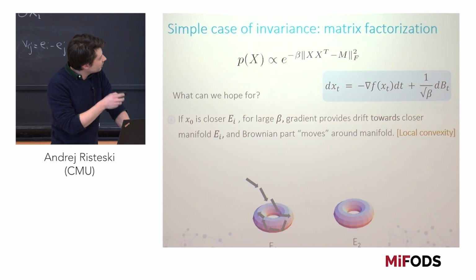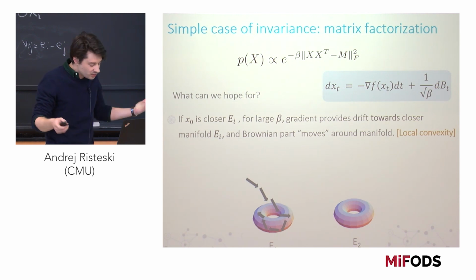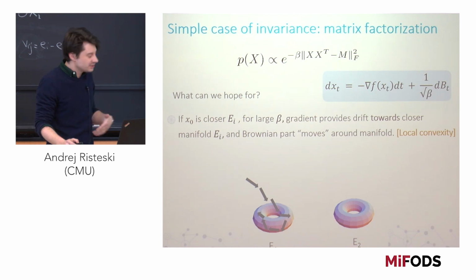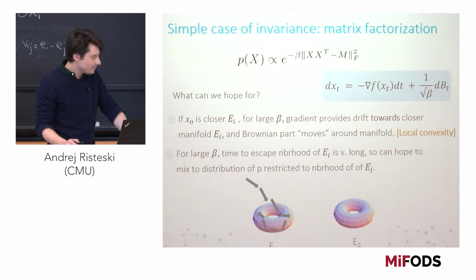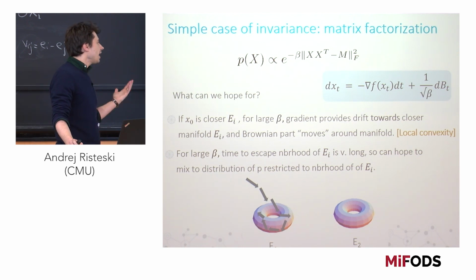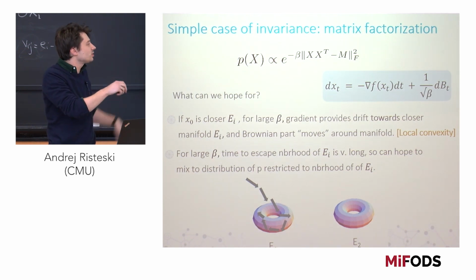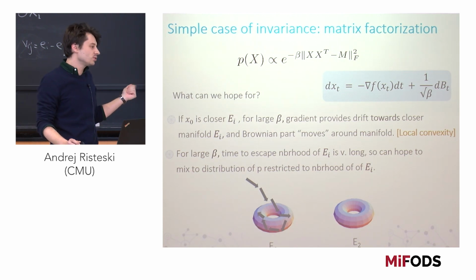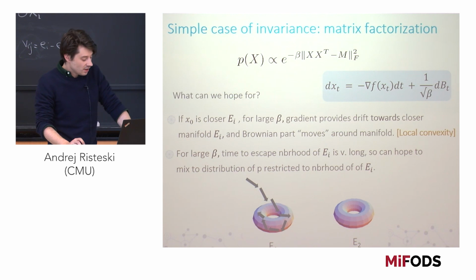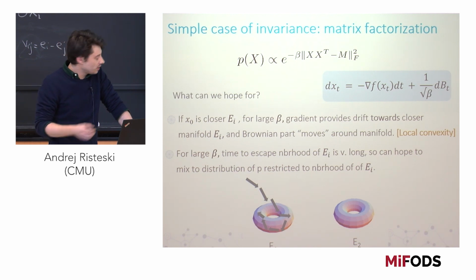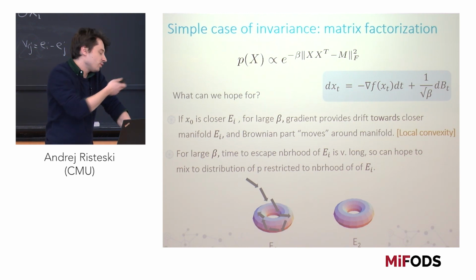And I should say that the gradient pushing you towards the manifold is a consequence of this objective being locally convex, basically. These are the types of things that people have looked at when analyzing these kinds of objectives from the point of view of optimization. And then what we can hope for is that if I have a beta which is large enough, and I wait for some sufficiently long time, the time to escape from the attractor zone of one of these manifolds and get to the other one is long enough that I can hope to mix to the distribution that's basically p, but rescaled so that it's restricted to the neighborhood of the manifold that I started closer to. So my hope is that qualitatively I can mix to the conditional distribution restricted to being closer to the manifold that I started closer to in the beginning.